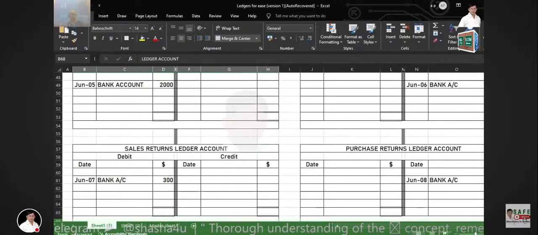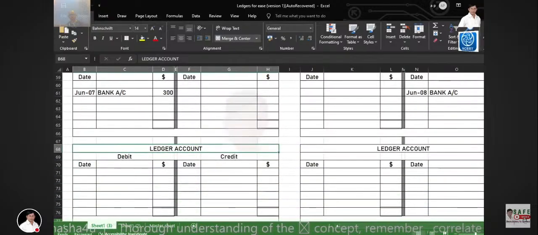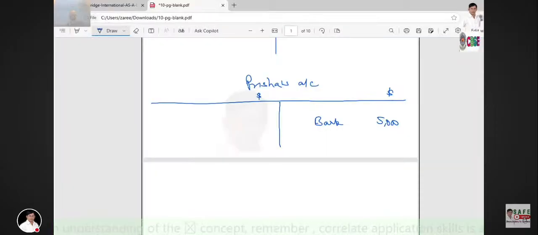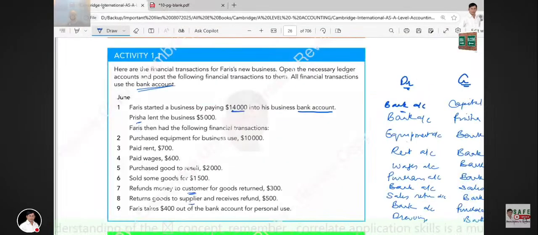So sales return ledger account, purchase returns ledger account is credited with bank. So that is how it is. This is according to the entries whatever we have written. Based on this, first we have to write like this. Then we have to finish the complete. So this is how it is.